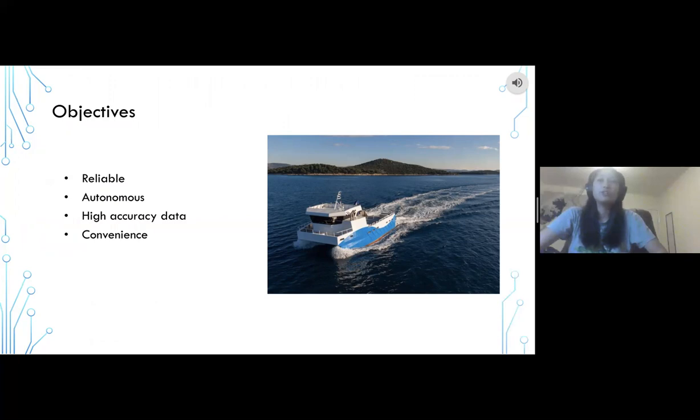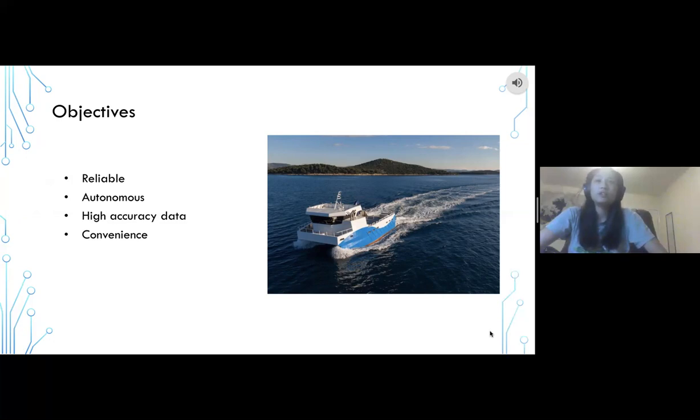First, we want it to be reliable, so it is able to withstand certain impacts and weather conditions. Next, we want it to be autonomous, which is to be achieved with the pathing and docking system. We also want high accuracy data collection, so we implemented a Wi-Fi communication system. And lastly, we want convenience, meaning translating the data in a user-friendly way so that it is accessible to, say, an everyday employee at a fish farm.